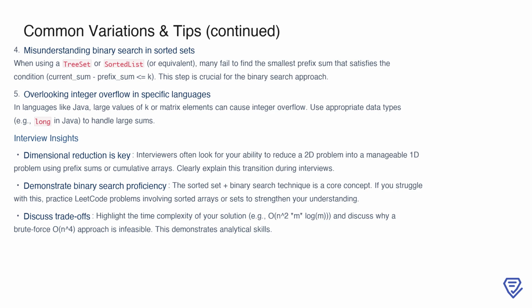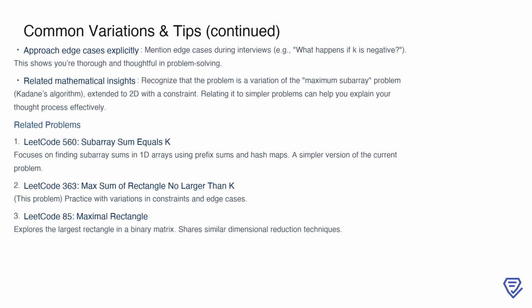Finally, it's good to discuss trade-offs in your solution. For example, explaining why a brute force O(n^4) approach is infeasible and emphasizing the efficiency of the optimized O(n^2 * m * log m) solution shows strong analytical skills. When solving this problem in an interview setting, explicitly addressing edge cases can make a strong impression. For instance, consider what happens when k is negative or when the matrix contains only negative numbers. Mentioning these scenarios demonstrates that you approach problems thoroughly and systematically.